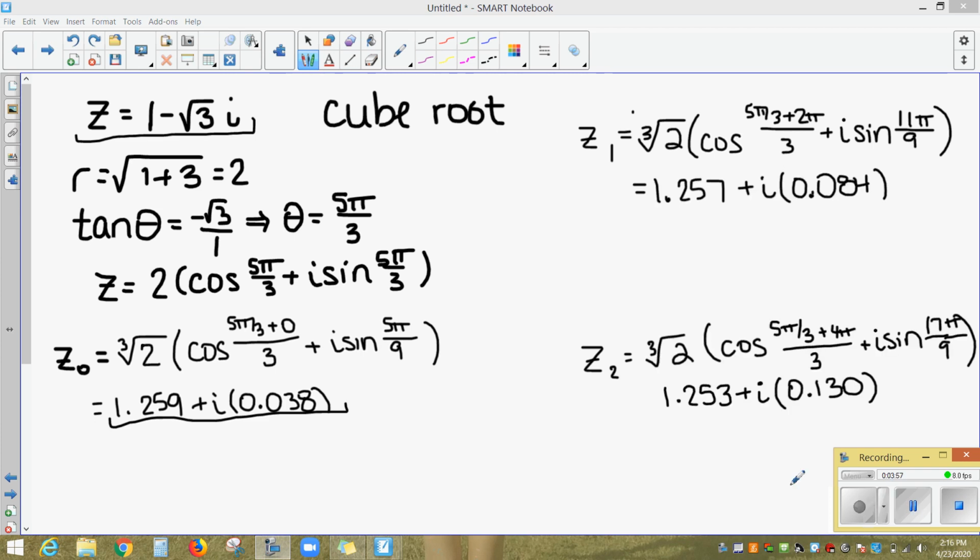Alright, so if I push the buttons right in my calculator, I got 1.257 plus i times 0.084 for one of those roots, and I got 1.253 plus i times 0.130 for my other.